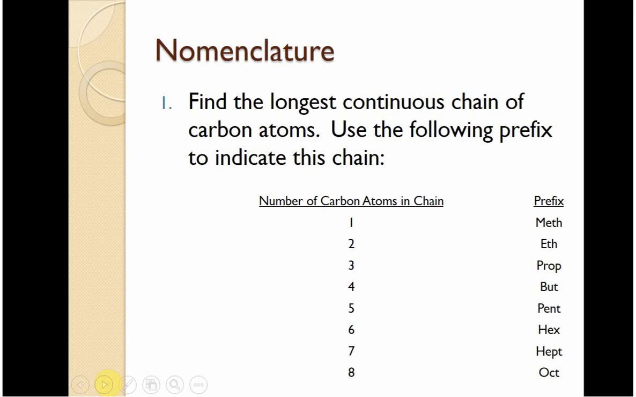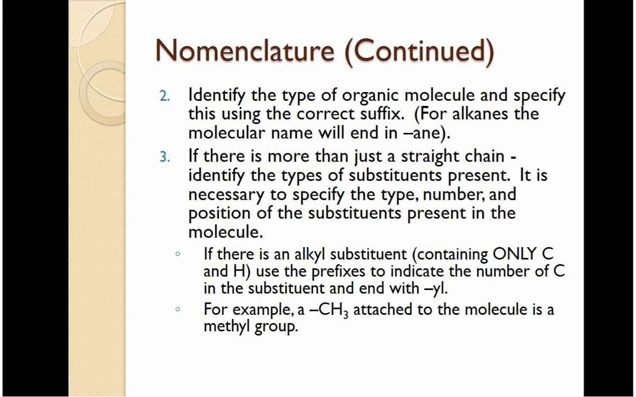Now, for our purposes, we are going to use a prefix to indicate what number is in that longest chain. If it's only one carbon, it's meth. 2 is eth, 3 is prop, 4 is but, 5, 6, 7, and 8 make more sense. Pentagon has 5 sides, hex has 6, hept is 7, and 8 is oct. 9 is actually non, but we don't usually go up that high. Now, if you truly take organic chemistry, you go up quite a bit higher than 8, but we're not doing that.